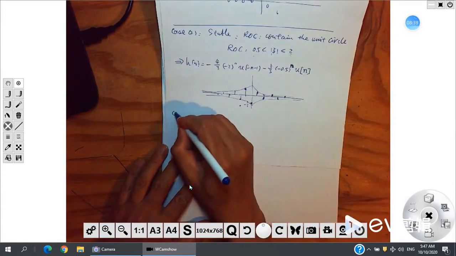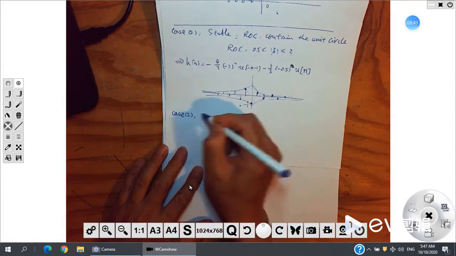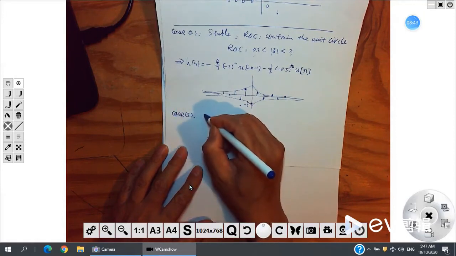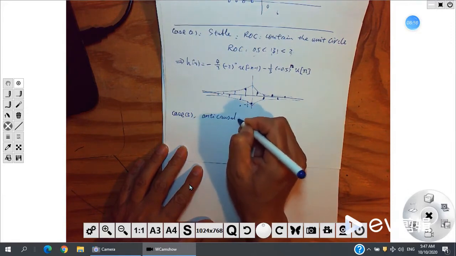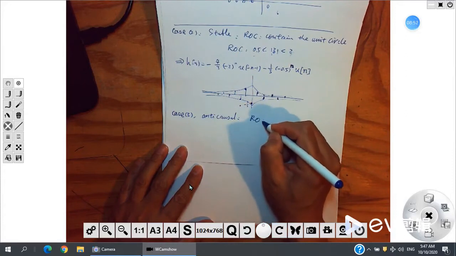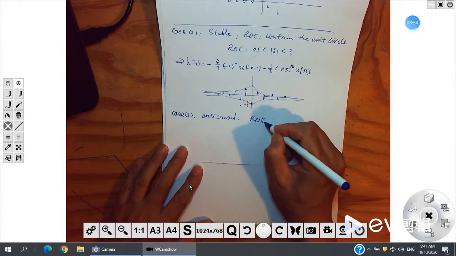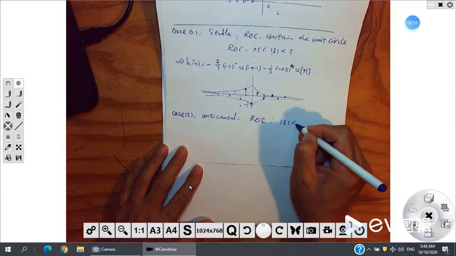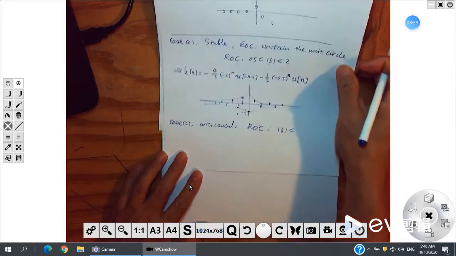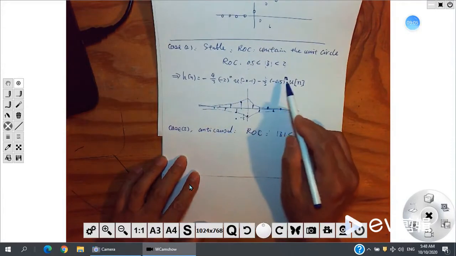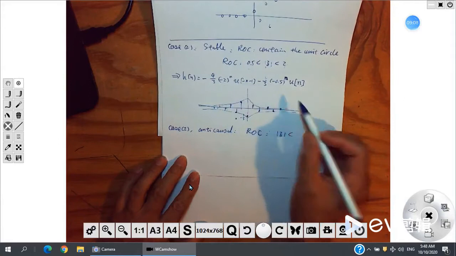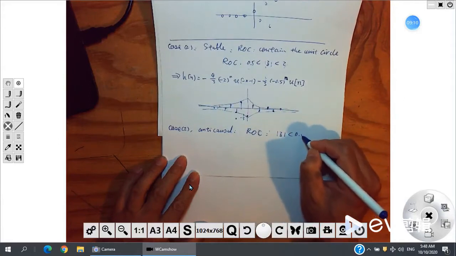And the case 3, the system is anticausal, right? Anticausal, the ROC will be z smaller than some value. You have 2 poles, right? -2 and -1/2. You take absolute value, you have 2 and 1/2. Smaller than them, so it should be smaller than 0.5, right?